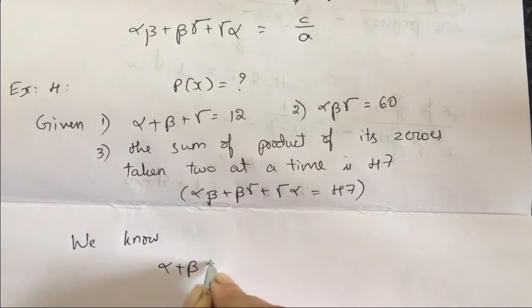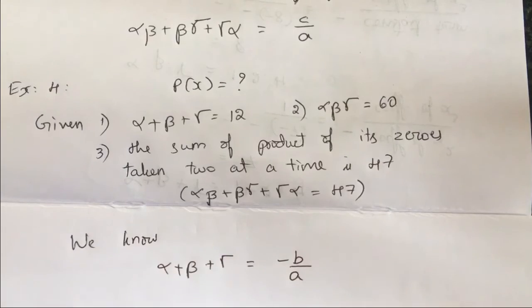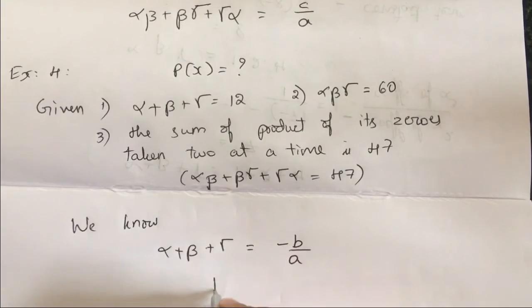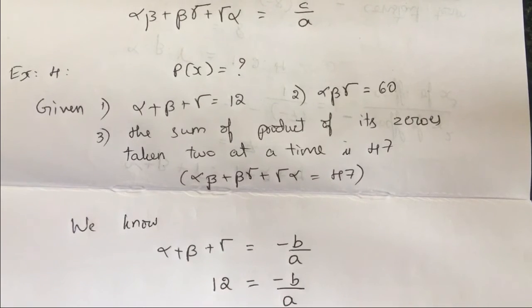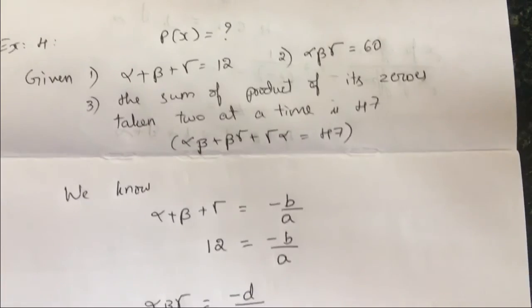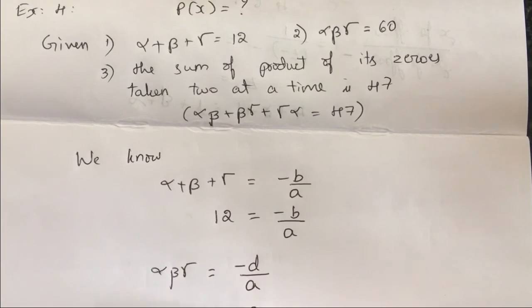alpha plus beta plus gamma is equal to minus b by a, right. Here they are giving you it is 12, equal to minus b by a. Then the product alpha beta gamma equals minus d by a. How much is it? It is 60. In this case it is equal to minus d by a.